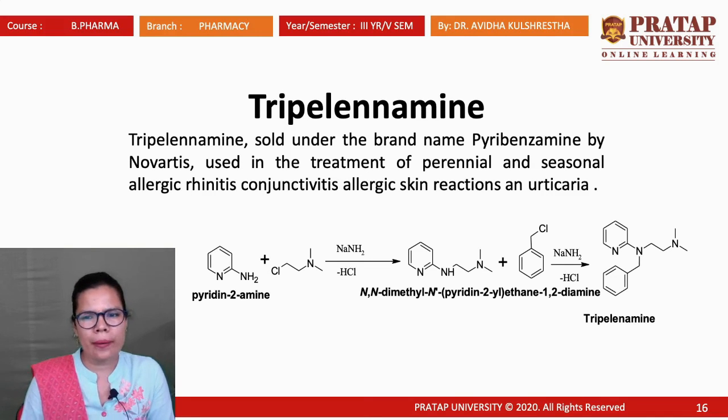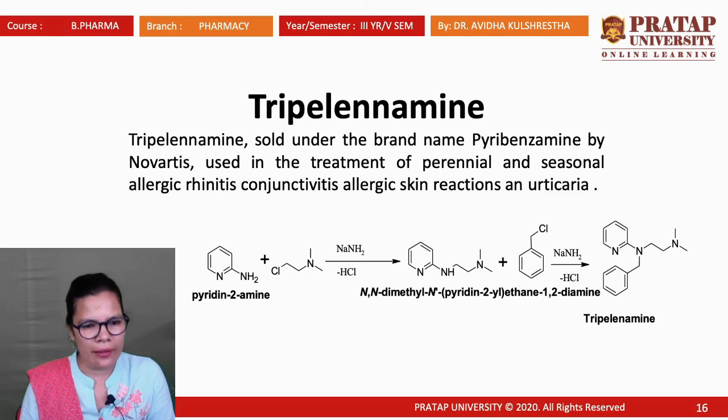Tripelennamine is sold under the brand name pyribenzamine. Pyribenzamine is used in the treatment of perennial or seasonal allergic reactions, conjunctivitis, allergic reaction or urticaria. So skin allergy, conjunctivitis and seasonal allergies can be cured by this drug. What starting material is required? 2-aminopyridine is required for this, and chloroethyl dimethylamine is required.